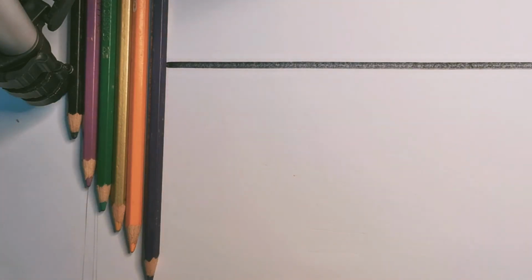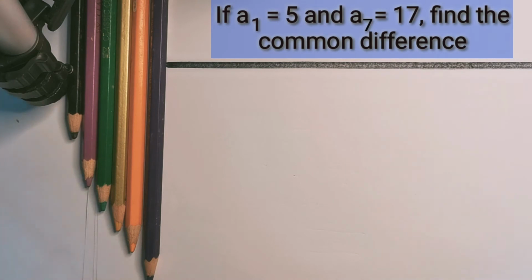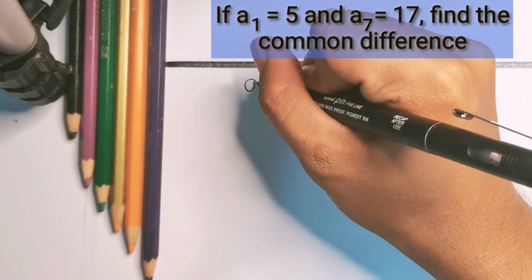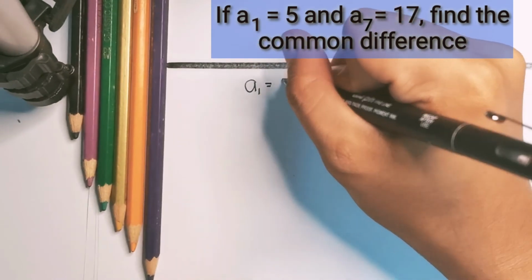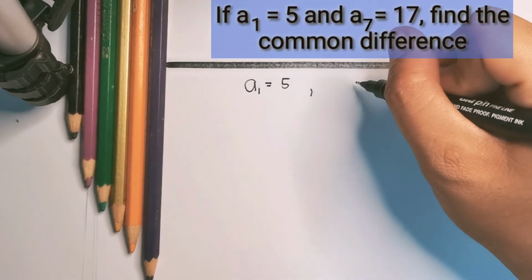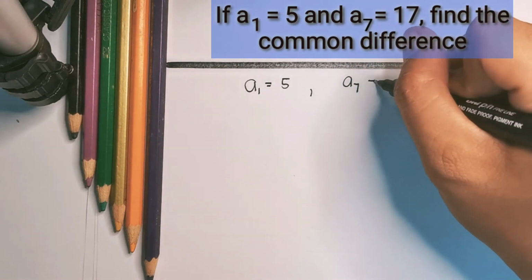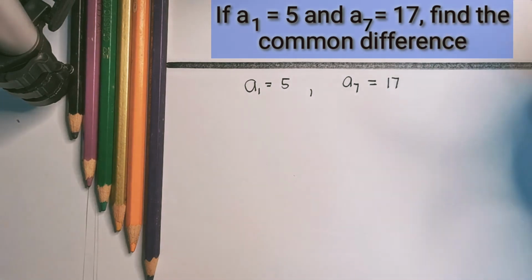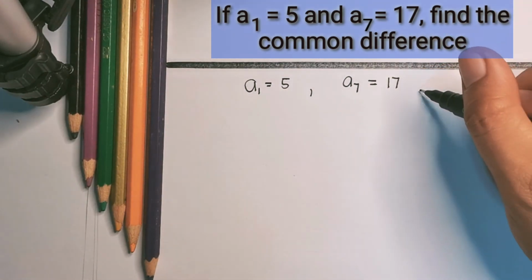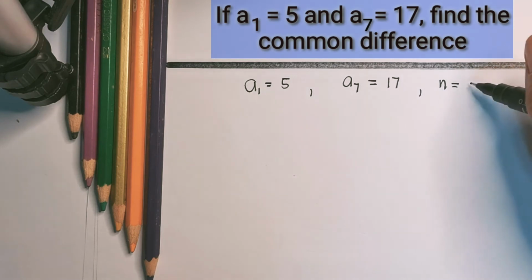How about this one? What if we are looking for the common difference? Like this example. If a sub 1 is equal to 5 and a sub 7 equals 17, find the common difference. So, isulat natin ang mga given. Ang ating a sub 1 ay 5. At ang ating n term, so we're going to let a sub 7 as our n term, is equal to 17. Kung ito ang n terms, ibig sabihin ang value ng n natin ay 7.